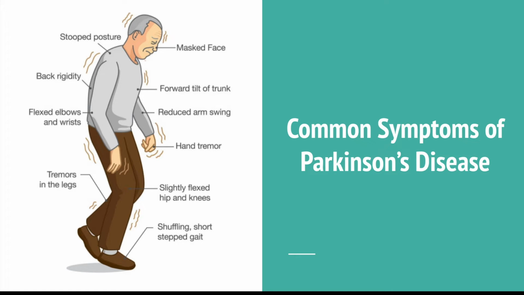This is another slide of common symptoms of Parkinson's disease. If you look at the picture of the man on the left, these are all common symptoms that you might see in someone with Parkinson's disease. These include a stooped posture, back rigidity, flexed elbows and wrists, tremors in the legs, masked face, forward tilt of the trunk, reduced arm swing, hand tremor, slightly flexed hip and knees, and shuffling short stepped gait pattern.